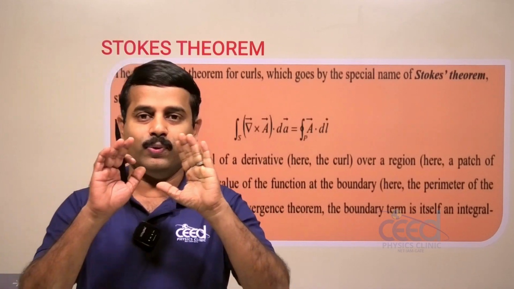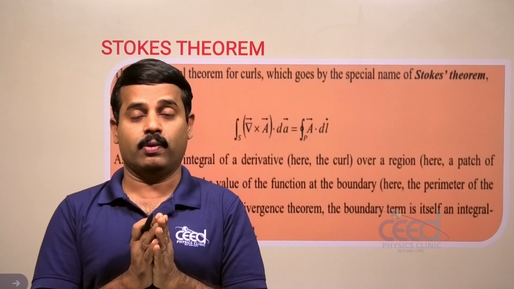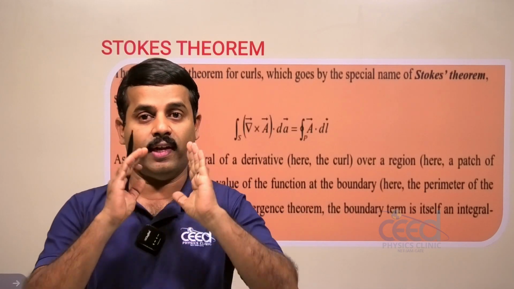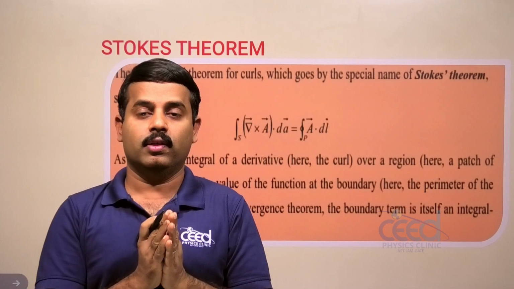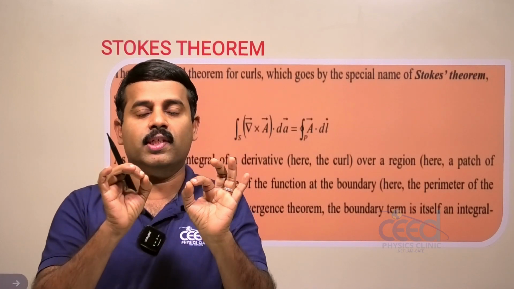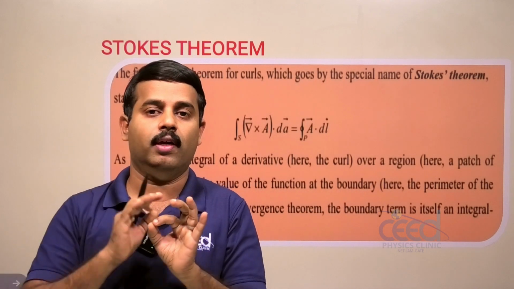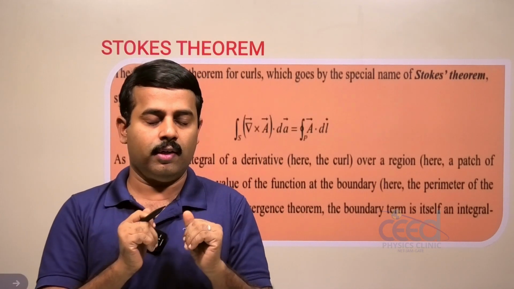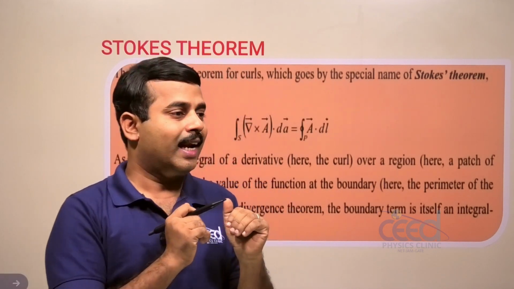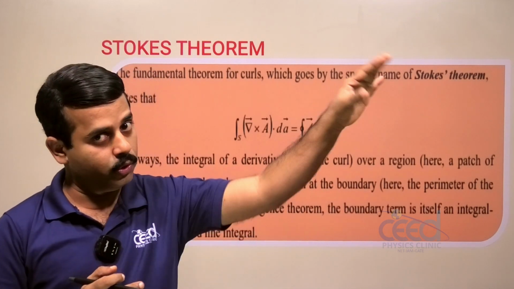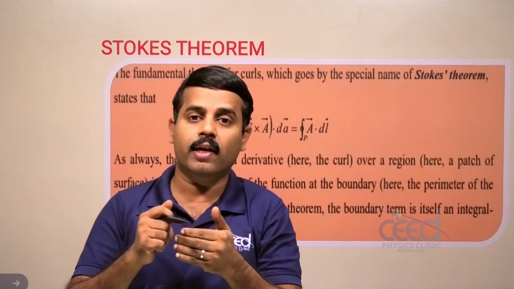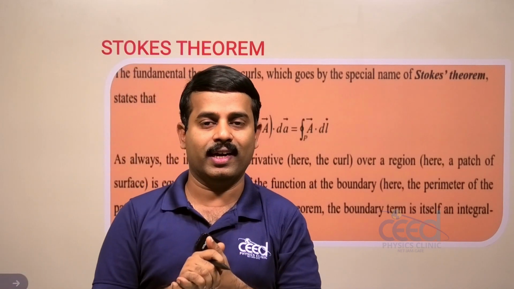Today we are going to discuss Stokes theorem, right? Last class we saw the divergence theorem. In the divergence theorem, we converted a surface integral into a volume integral. Here, we convert a line integral into a surface integral.